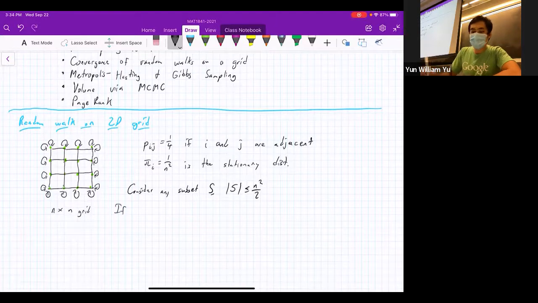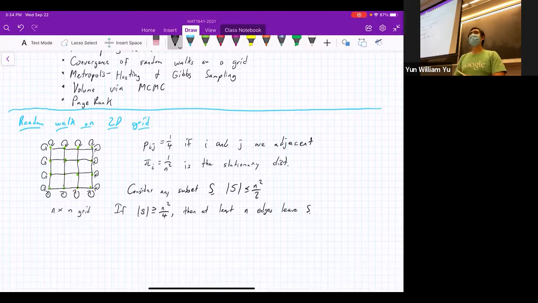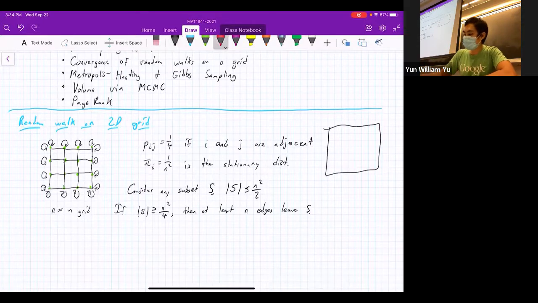So I'm going to make a claim. If S is at least n²/4, then at least n edges leave S. Why is this? Well, what are the different things that can happen? One of the things is if you had a grid, S could be just a corner of this grid. So if it's n²/4, you could fill up an entire quarter of the grid. But in that case, note that there are n/2 edges that come out there and another n/2 edges that come out here. So even in that case, you're fine.